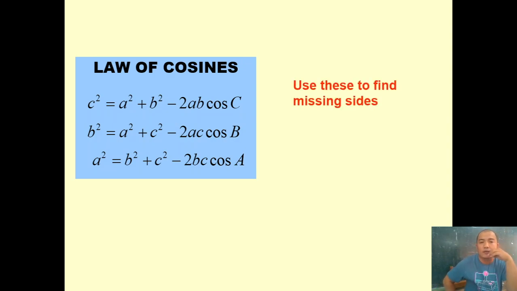So these are the formulas for the law of cosines. C squared equals A squared plus B squared minus 2AB cosine C. B squared equals A squared plus C squared minus 2AC cosine B. A squared equals B squared plus C squared minus 2BC cosine A. Use this to find the missing sides.